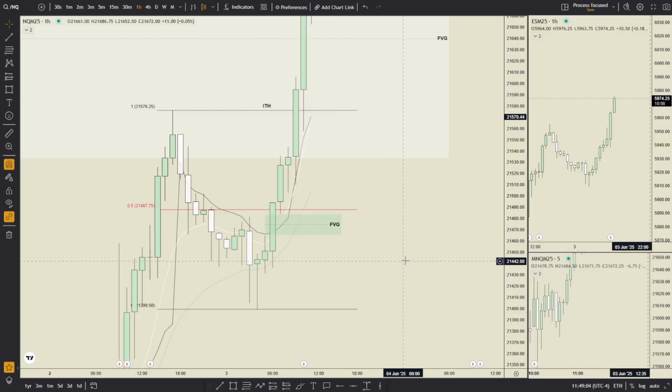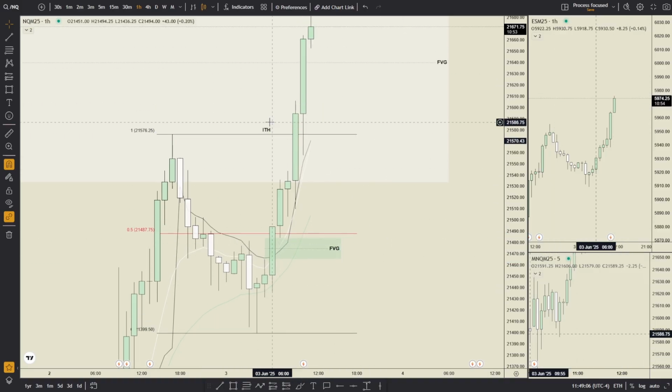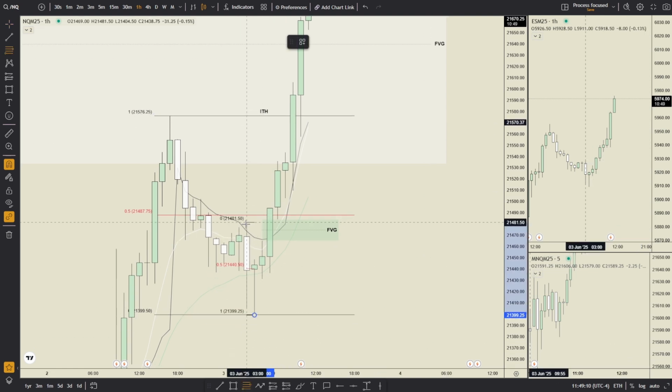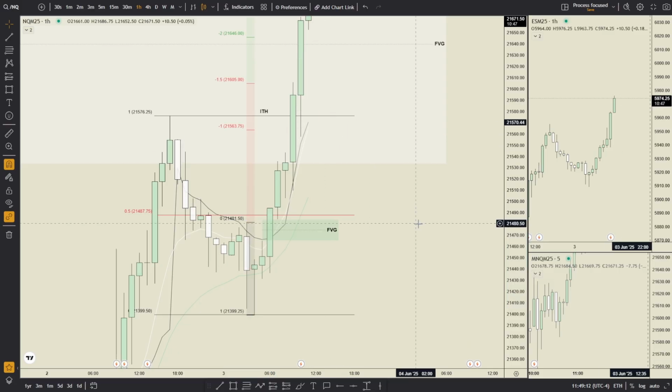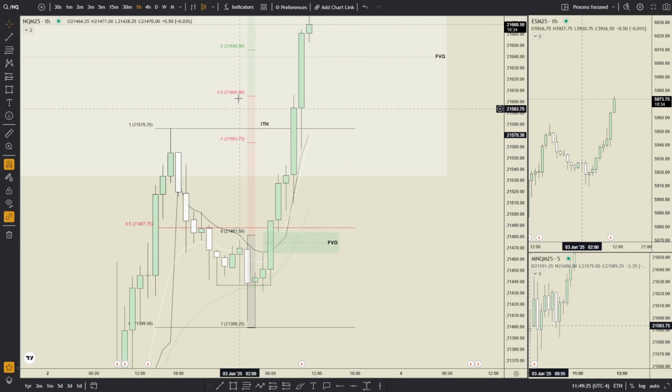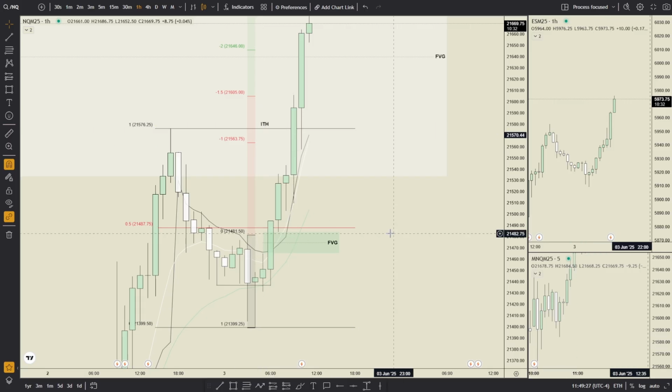So this was my target, this was my reversal point, and I was looking for a reversal off this intermediate term high, which also aligned with my standard deviation projection. As you can see here, here's our manipulation leg, sweeping out liquidity to then send price higher. So this was our standard deviation projection. As you can see, 1 to 1.5 aligned with our intermediate term high.